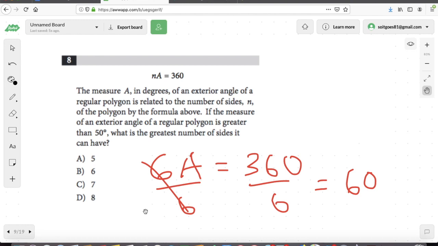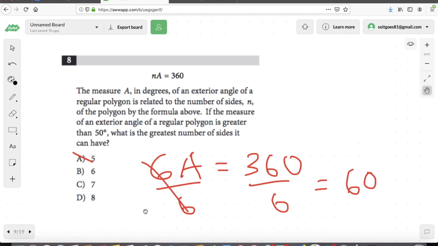So answer choice B is a possibility, but we know 6 is bigger than 5. And the question is, what's the greatest number of sides it can have? So B is still a possibility, but we've eliminated A now. Does that make sense when we know it can't be A? Yes. Answer choice A gives us an A value bigger than 50, but 6 is bigger than 5, so the greatest number of sides is possibly 6, but it's definitely not 5.